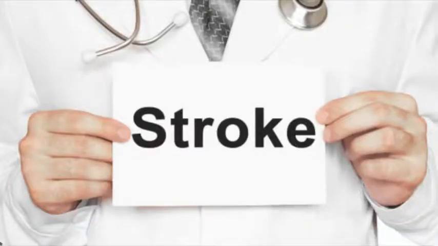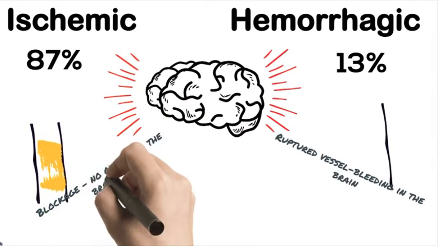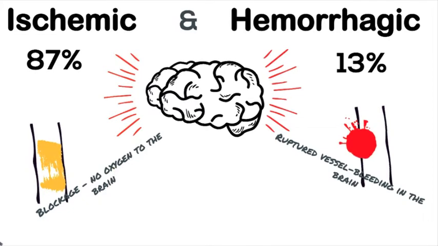Every 40 seconds, someone has a stroke, and every 4 minutes, someone dies from one. There are two main types of strokes: ischemic and hemorrhagic. An ischemic stroke blocks blood flow to the brain, usually from fatty tissue. No oxygen to the brain means brain cells die within just a couple of seconds. 87% of strokes are ischemic, while hemorrhagic strokes are bleeding in the brain from a ruptured blood vessel.